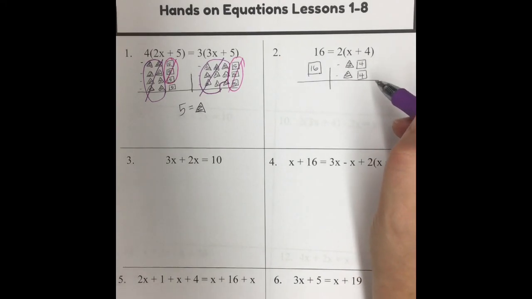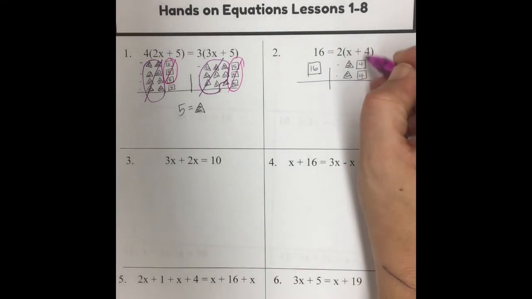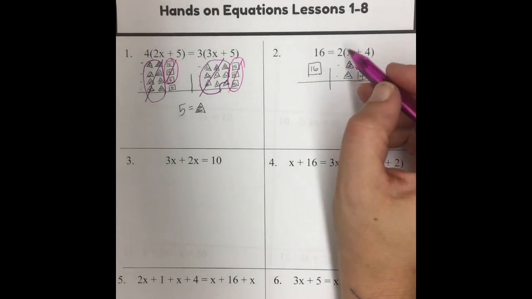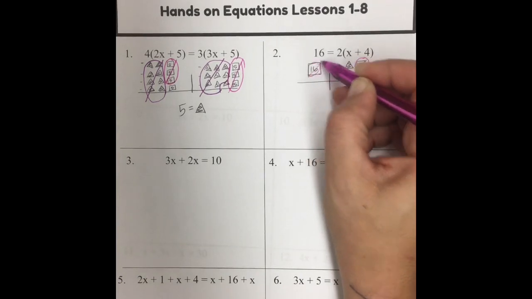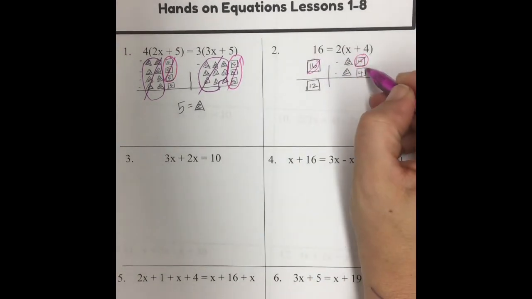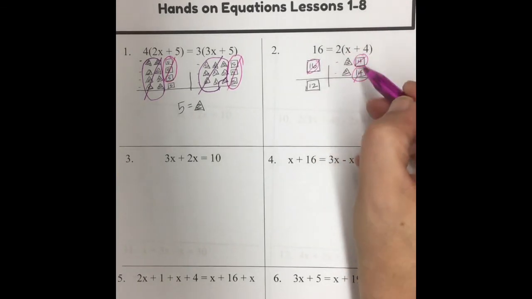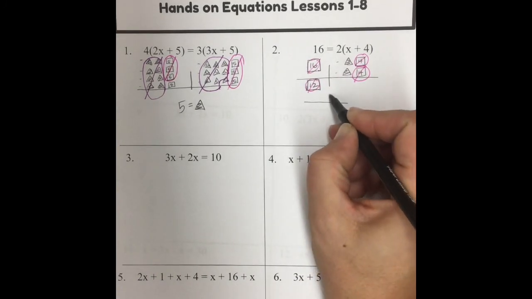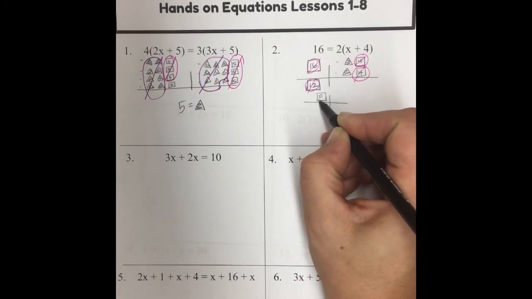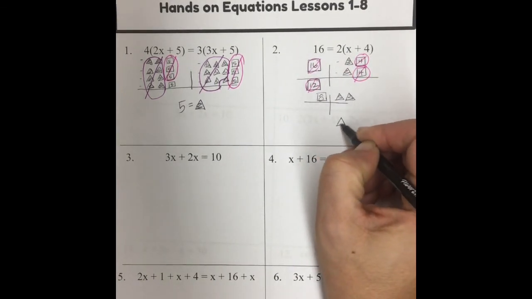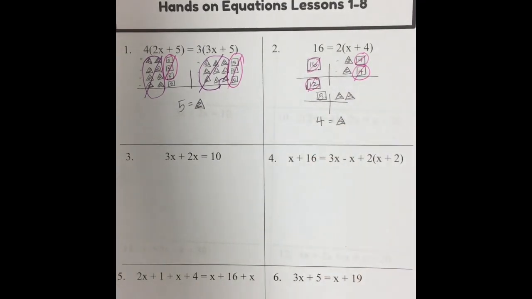So we can actually do this in pieces if we want. I've got a 4 here. If you're not a good subtractor, sometimes it's easier to take 1 4 at a time. So I'll no longer have 16 on the left. I'll replace that with a 12. Then I've got 4 more on this side, and I can take 4 away from 12. That's pretty easy for me. Now I've got 8 on the left is equal to 2x, or 2 triangles, which means 1 triangle is equal to 4.